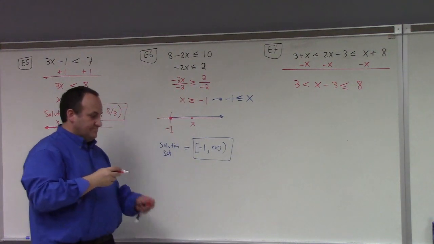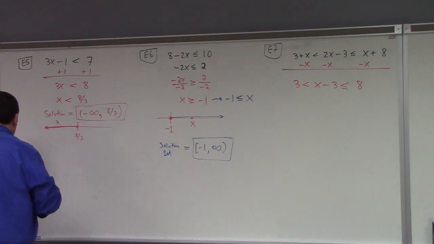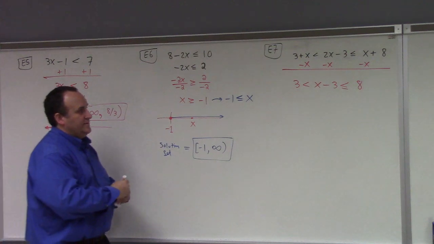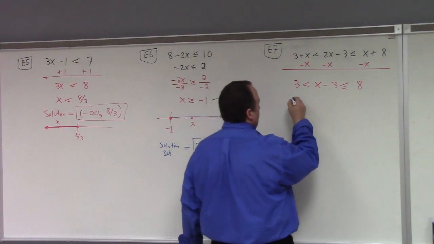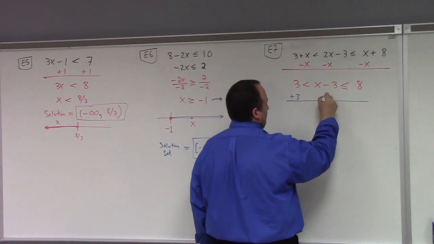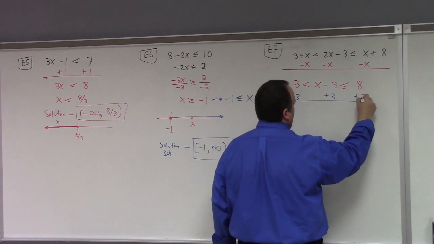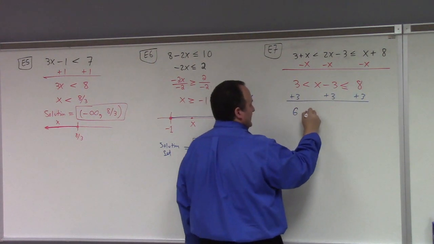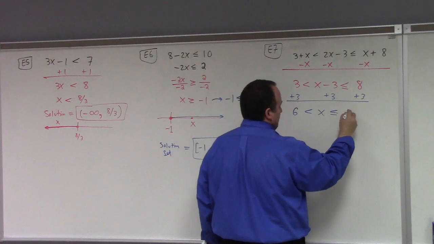And then what do I do? Subtract 3 is almost right. How about, what do you want to do? Let's add 3, right? Because we want to isolate the x. So adding 3 gives me 6 is less than x is less than or equal to 11.